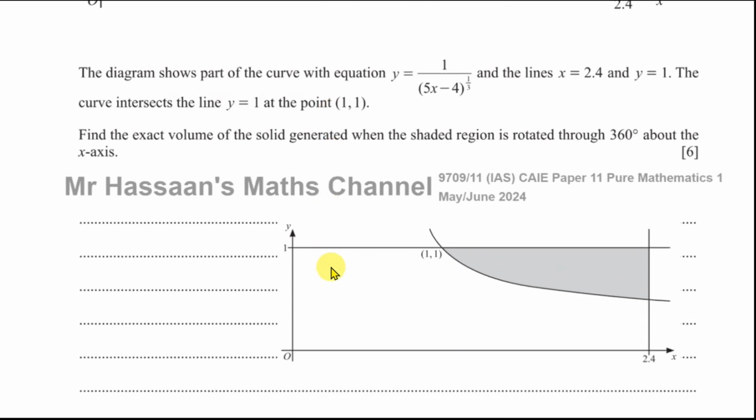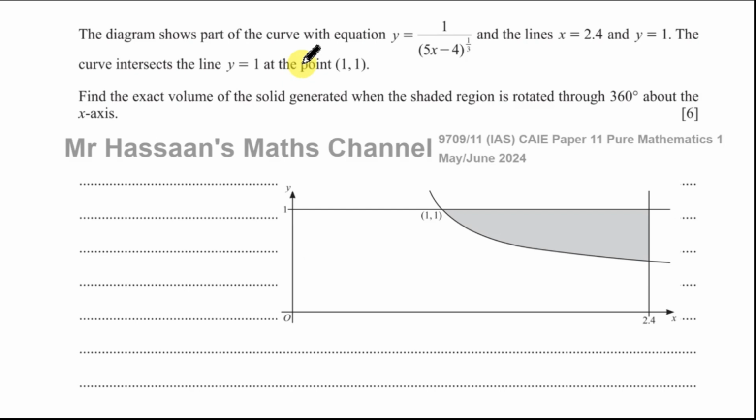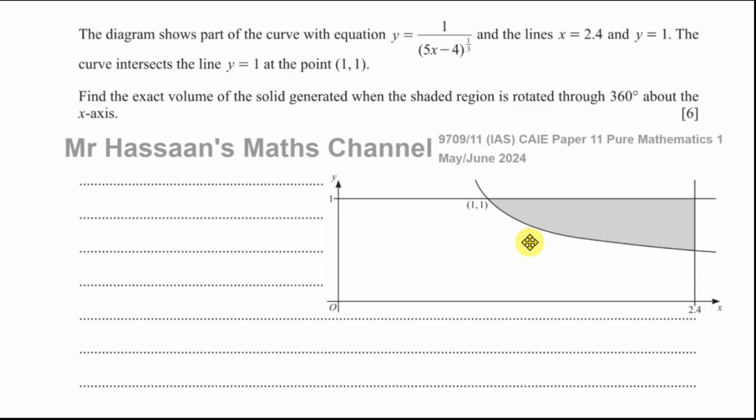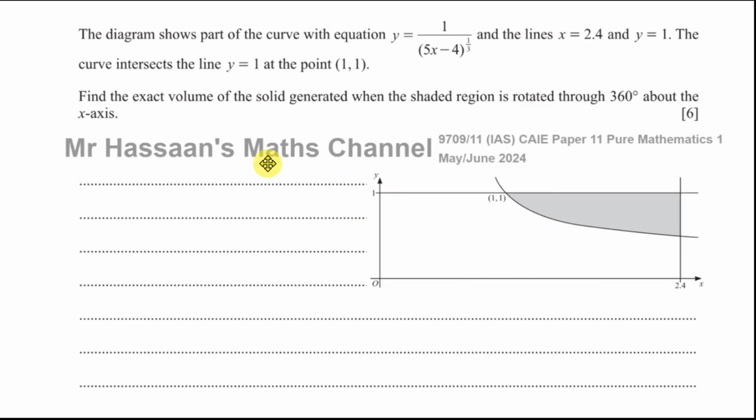Okay, so I've got the diagram down here so that we don't have to keep on scrolling up and down. All right, so we have this shaded region, which has to be basically rotated around the x-axis. So this has got something to do with what is called volumes of revolution. Okay, and the equation of this curve is given as this, right?